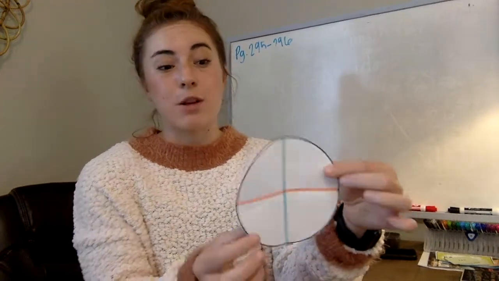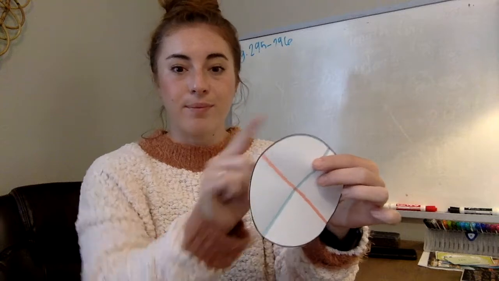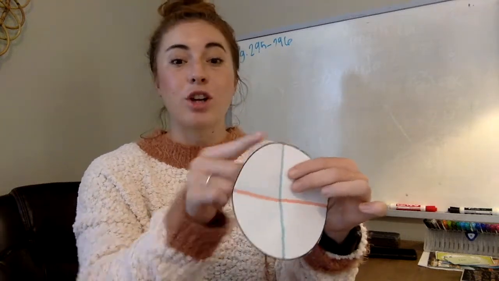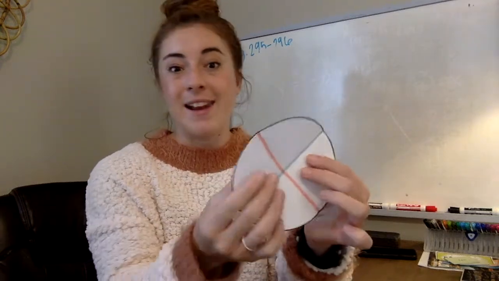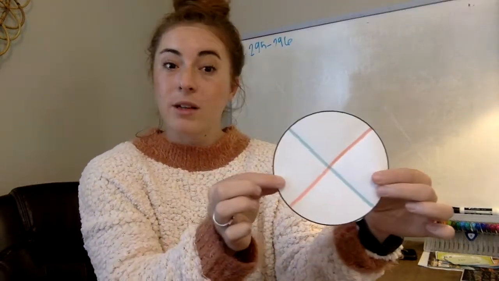Circles are really special shapes because what kind of outside edge do they have? They have a curved outside edge that never ends. So we can make lots of equal parts with a circle.